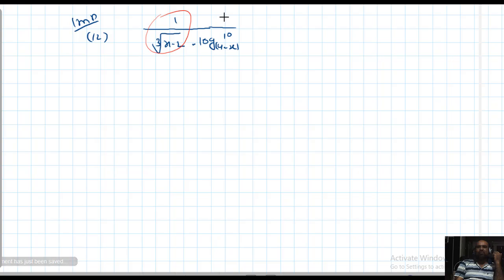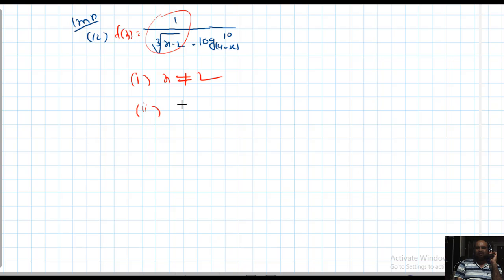Don't write this as log of 4 minus x to base 10. Don't disturb the nature of the function. Without disturbing the given function, you want to find its domain. Okay, first case is x is not equal to 2.